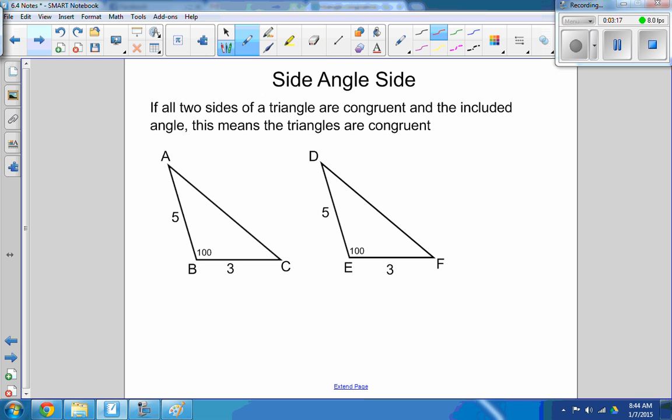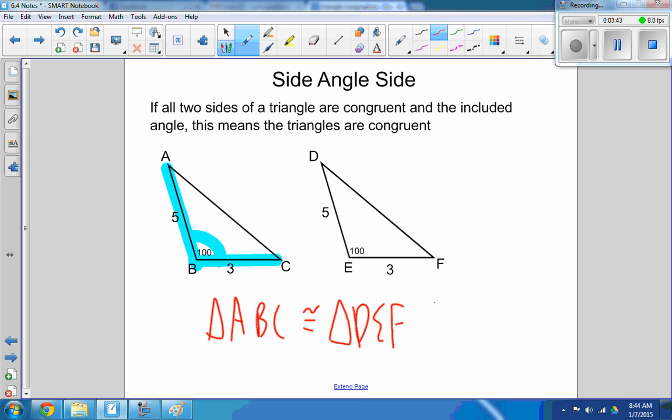We also can use side, angle, side. If you have 2 sides of a triangle that are congruent and the included angle, that means the angle that's between the congruent sides, that means the 2 triangles are congruent. So I can do the same statement. I can say triangle ABC is congruent to triangle DEF by side, angle, side.